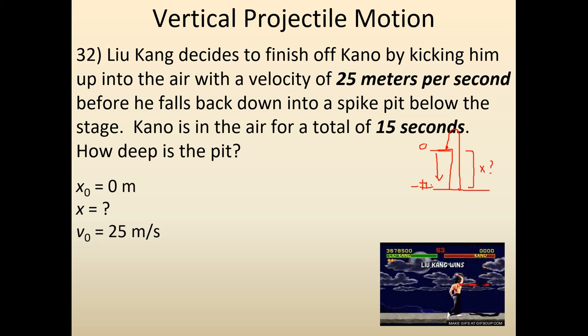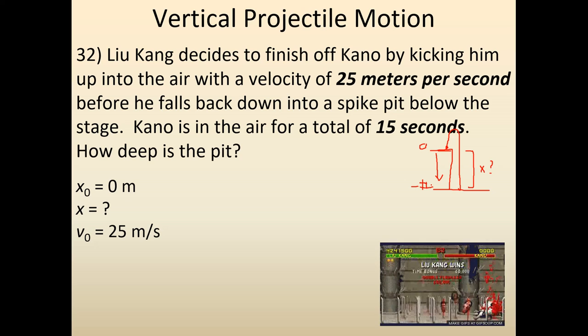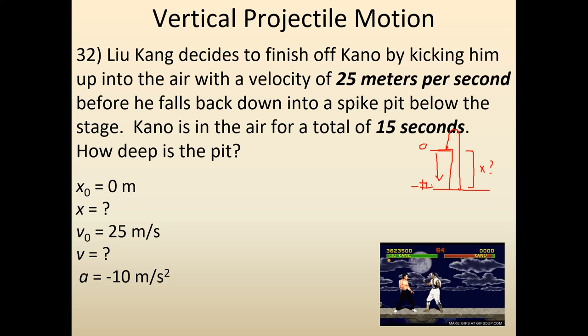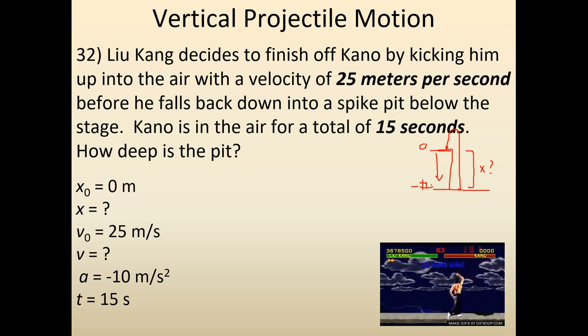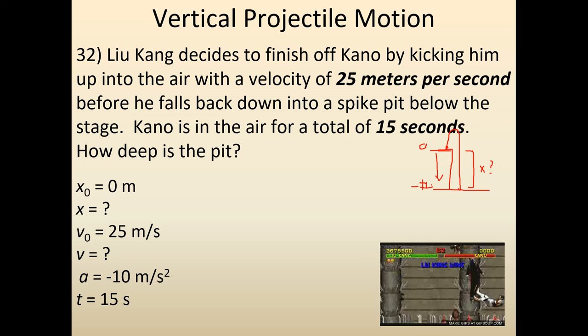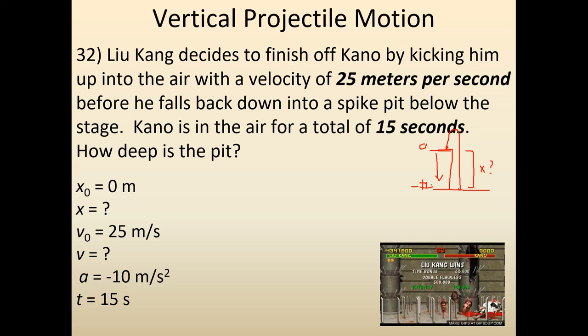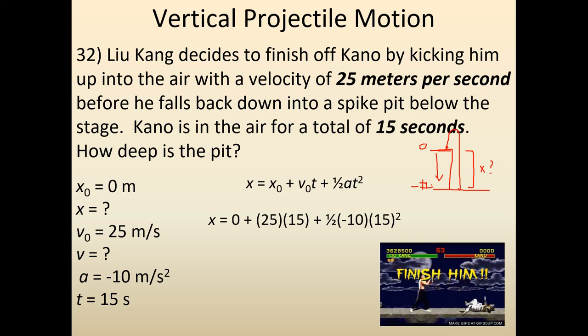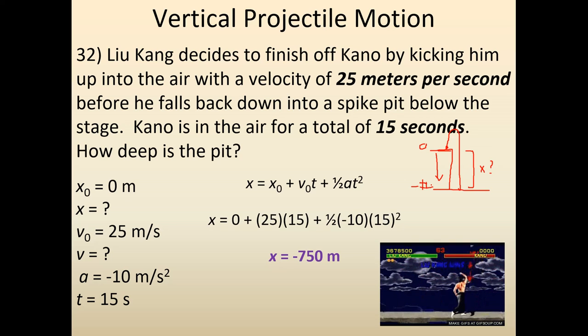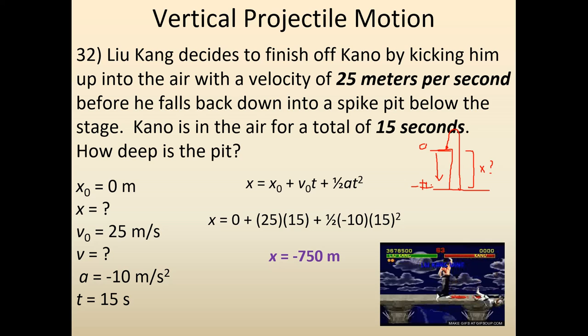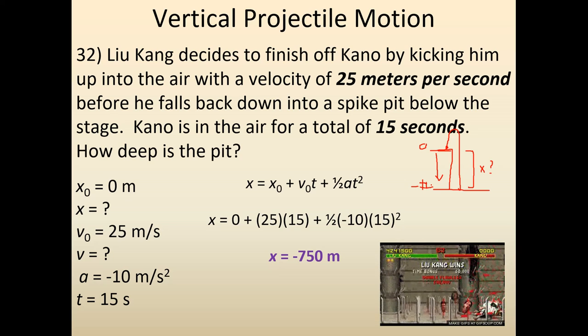Because he's being kicked upwards, we have a positive 25. I don't know what the final velocity is. The acceleration is going to be negative 10, and the time is going to be 15 seconds. Nice thing, I just plug it into the annoying x equation, plug the numbers in, and we get our answer of negative 750 meters. All right, that's pretty much it.